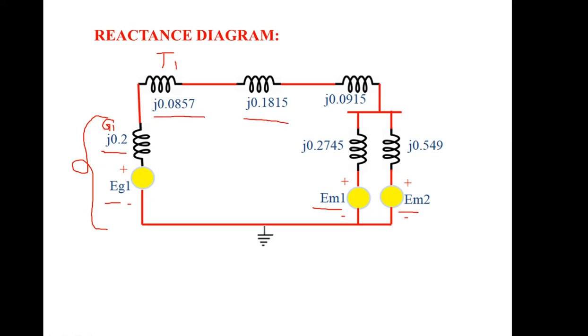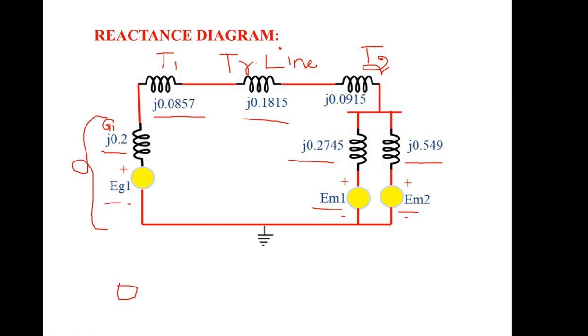Next is my transmission line, with 0.1815 per unit, and this is my transformer 2, T2, with 0.0915. Then comes motor 1 and motor 2. Motor 1 is 0.275, and for motor 2 the per unit reactance answer is 0.549.